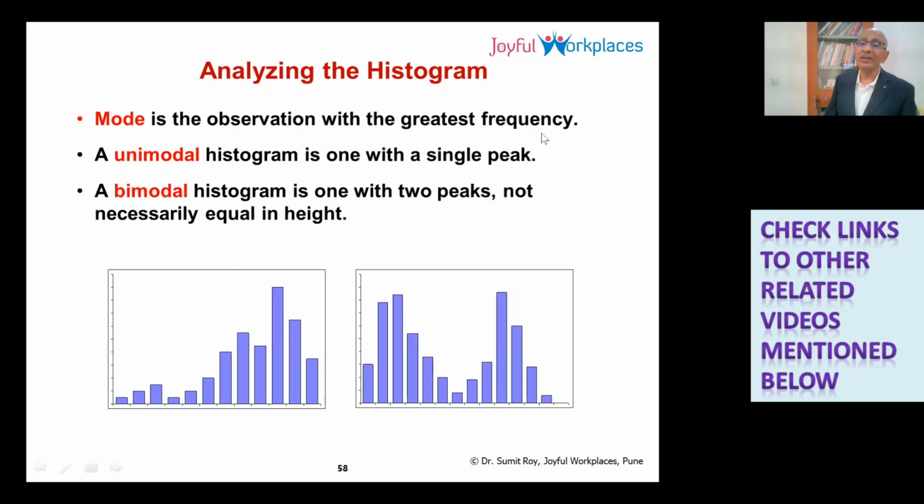Mode is the observation of the greatest frequency. A unimodal histogram has only one peak. A bimodal histogram has two peaks, not necessarily equal in height.